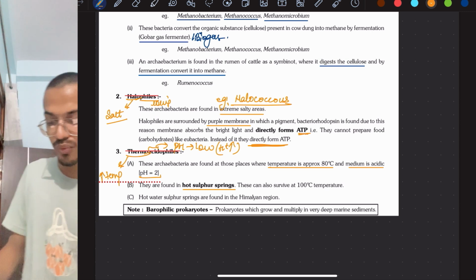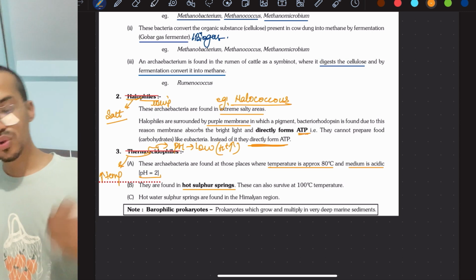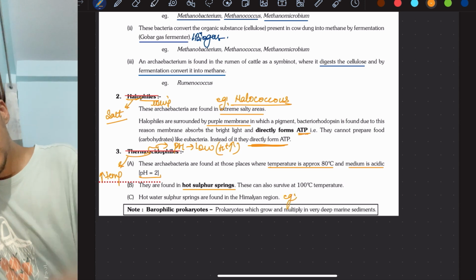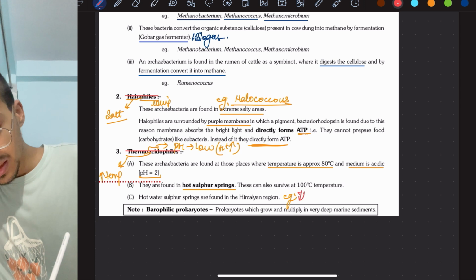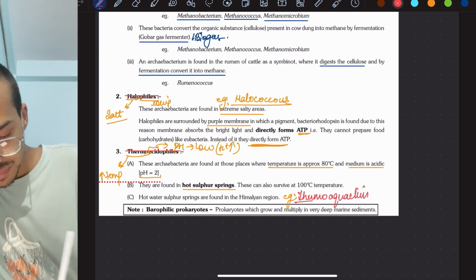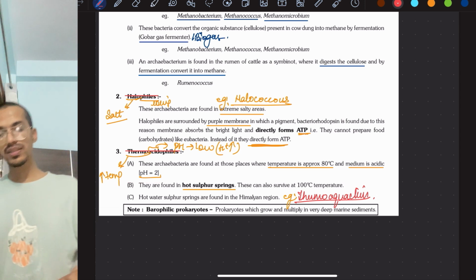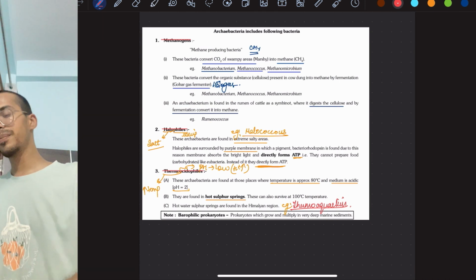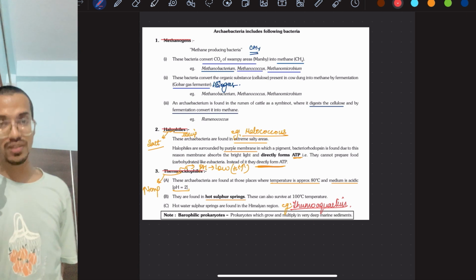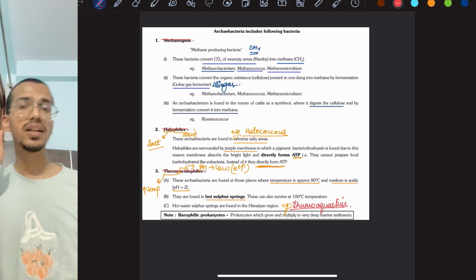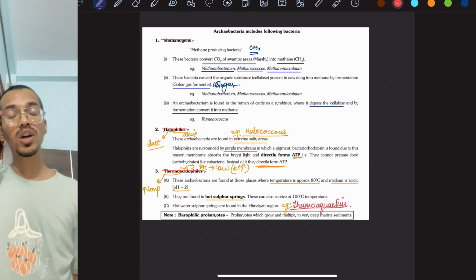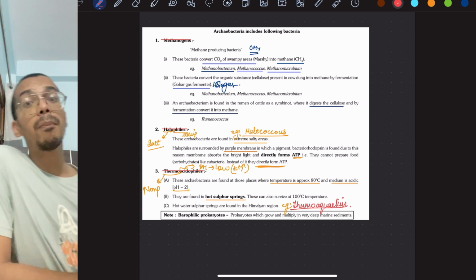Examples of thermoacidophiles are Thermoacidobacillus and Thermus aquaticus, which is the bacterium that will come up later also. So how many types of bacteria have we studied in Kingdom Monera? Three major types in our syllabus. One is Archaebacteria, the other is blue-green algae, which is also called Eubacteria, and one more we studied, Mycoplasma. With this, the Monera kingdom is over.